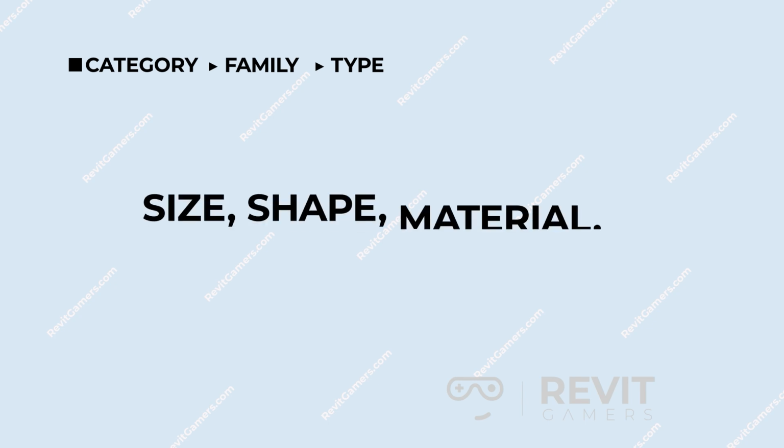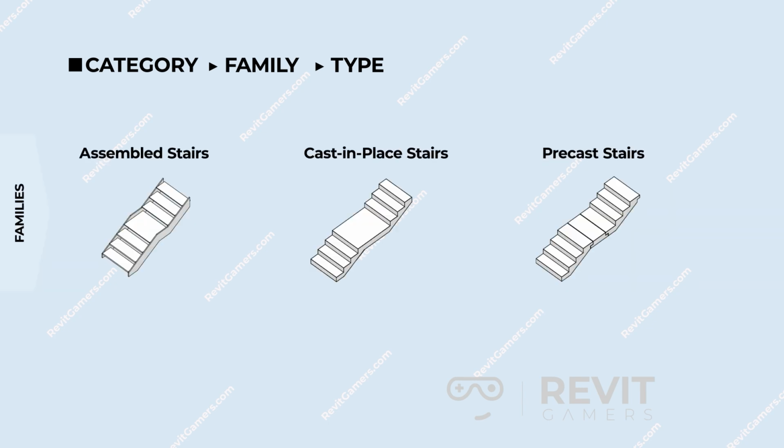In the next level of the hierarchy of the elements, there are types generated out of families. Type refers to variations of objects within a family. These variations could include various sizes, shapes, materials, or other parameters that can be customized or modified within a specific family. As an example, let's get back to the stair families.